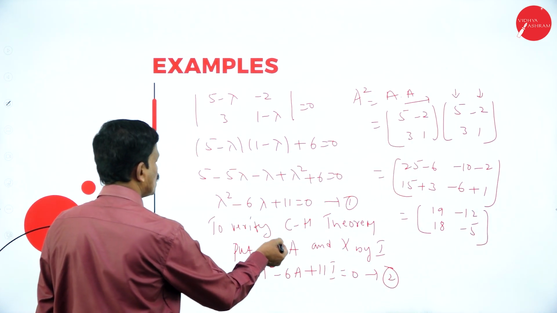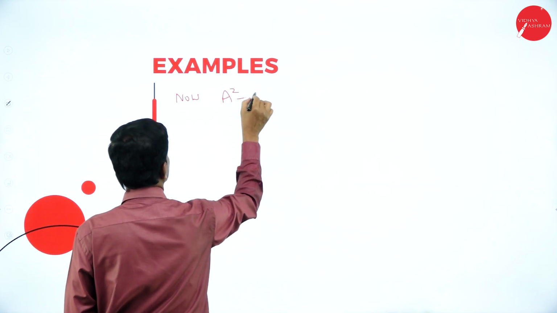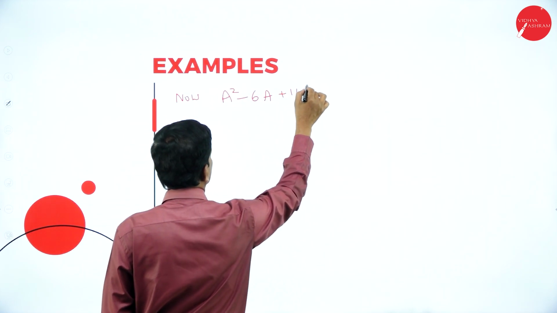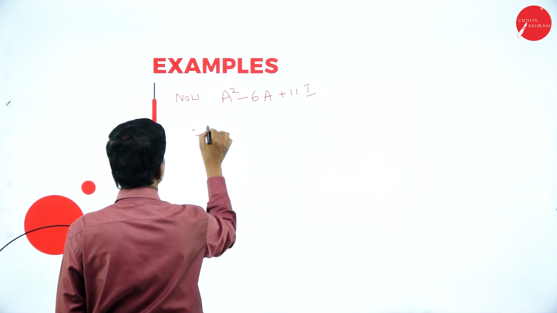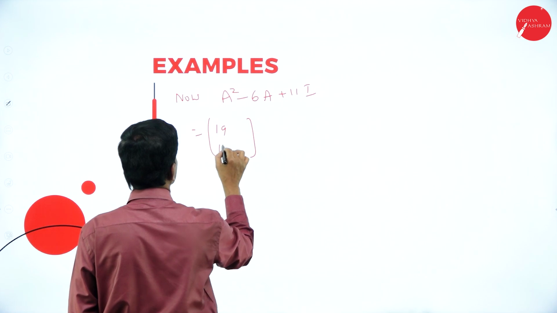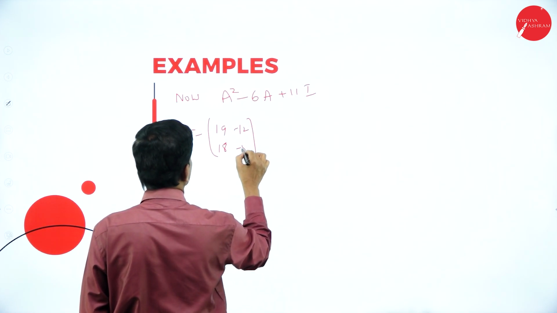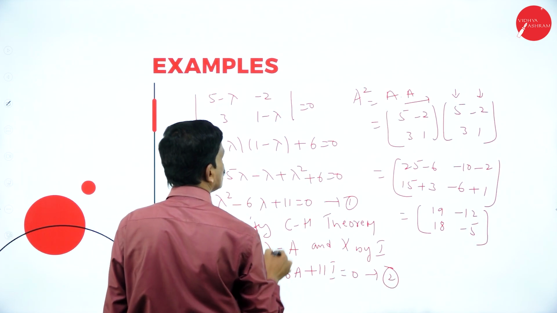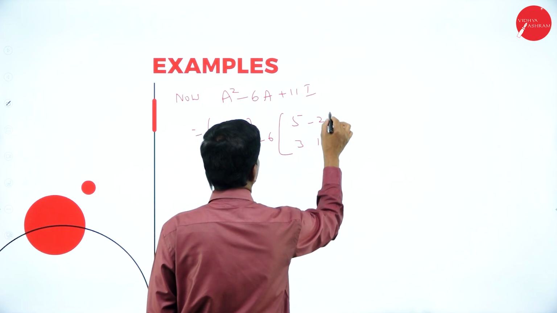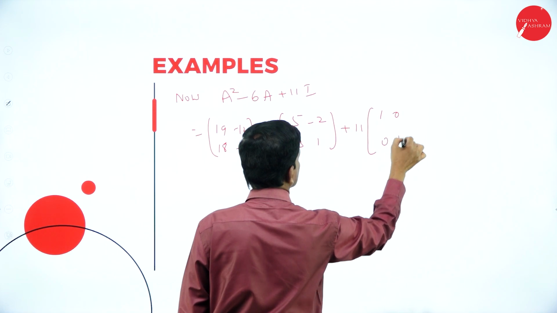Okay. Now, just substitute here. A square minus 6A plus 11I is equal to A square, which is [19, 18; minus 12, minus 5], minus 6 times A, which is [5, minus 2; 3, 1], plus 11 times the identity matrix [1, 0; 0, 1].